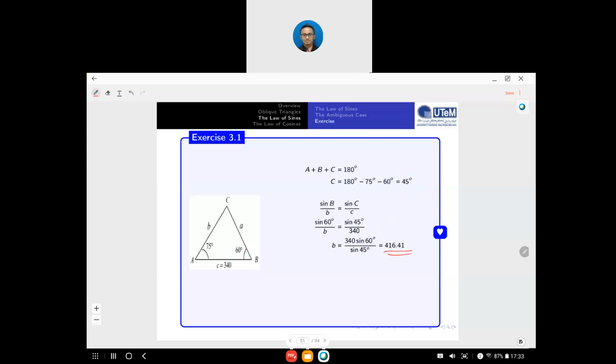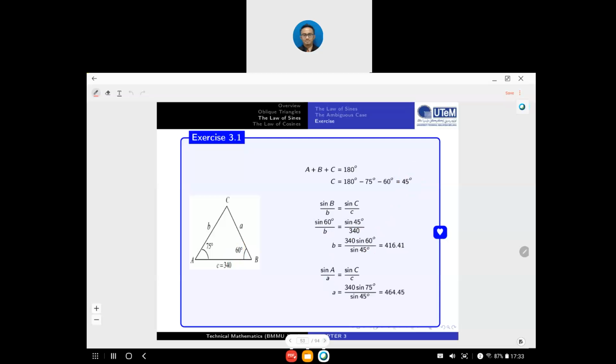Okay. And then you can find the value of a. Sin A over a equals sin C over c. Substitute, then you can get a equals 464.45. Okay, so that one is the value of a. Make sure you have all the values of the lengths and all the values of the angles of the triangle. Okay. Any problems?